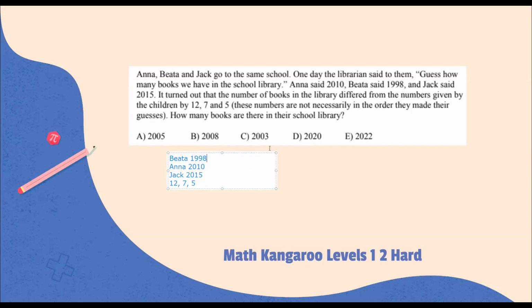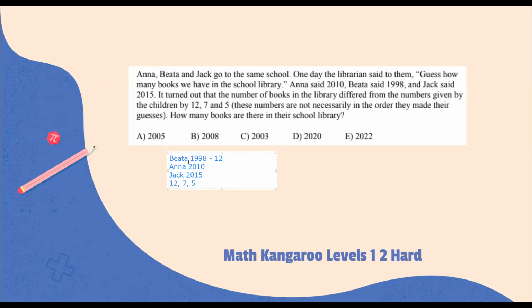Now the next thing I would do is take this biggest number and put it on each of these numbers. You can't put 12 on 1998. You can't say they were off by 1998, because then it would go up to 2010 and you would have to add or subtract 5 or 7 to 2010. So 2010 would not be an option. So adding 12 is not possible.